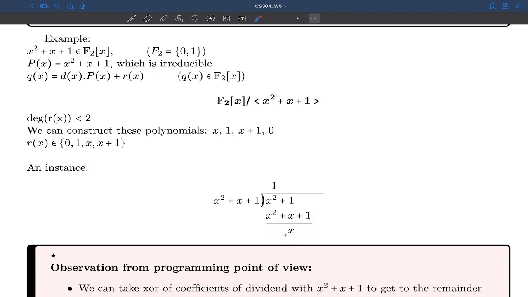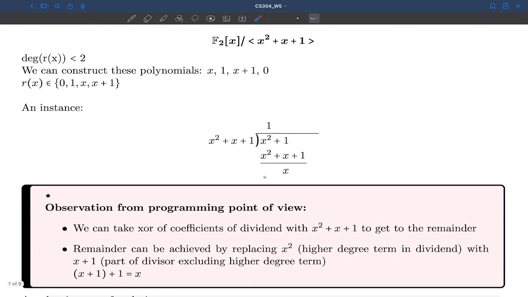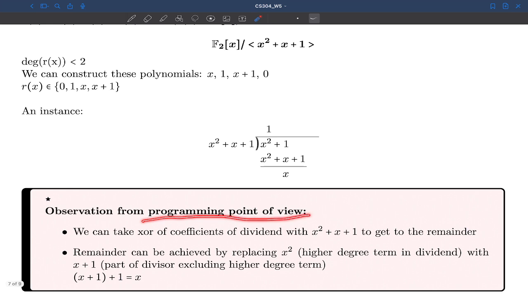Now this is the method of dividing polynomials theoretically, the long method of division. But what if we want to code this method? We want to write code for this polynomial division. Then from the programming point of view, there are some observations. I have written this observation. From the programming point of view, we have some hacks to achieve this division faster.